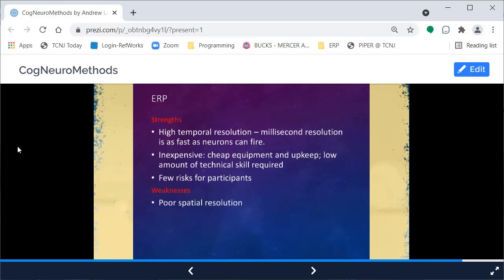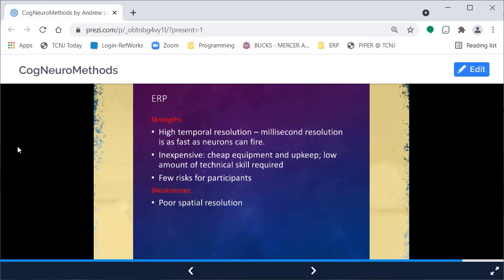So the strengths for ERPs, very high temporal resolution. We can record as fast as neurons can fire. So we have millisecond timing resolution. So that's fantastic. It's inexpensive, so it's relatively cheap. So portable kind of technology. Very few risks for participants. Just minor skin irritation is basically the only risk there.